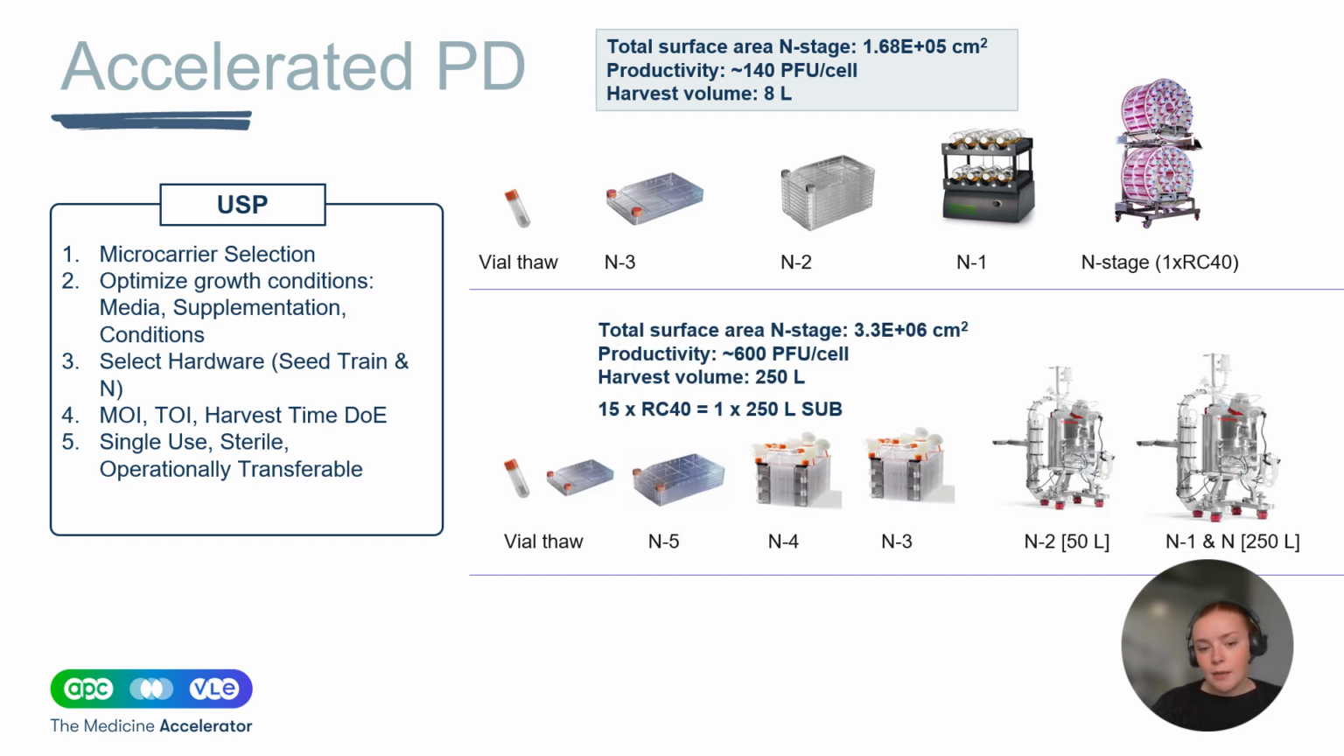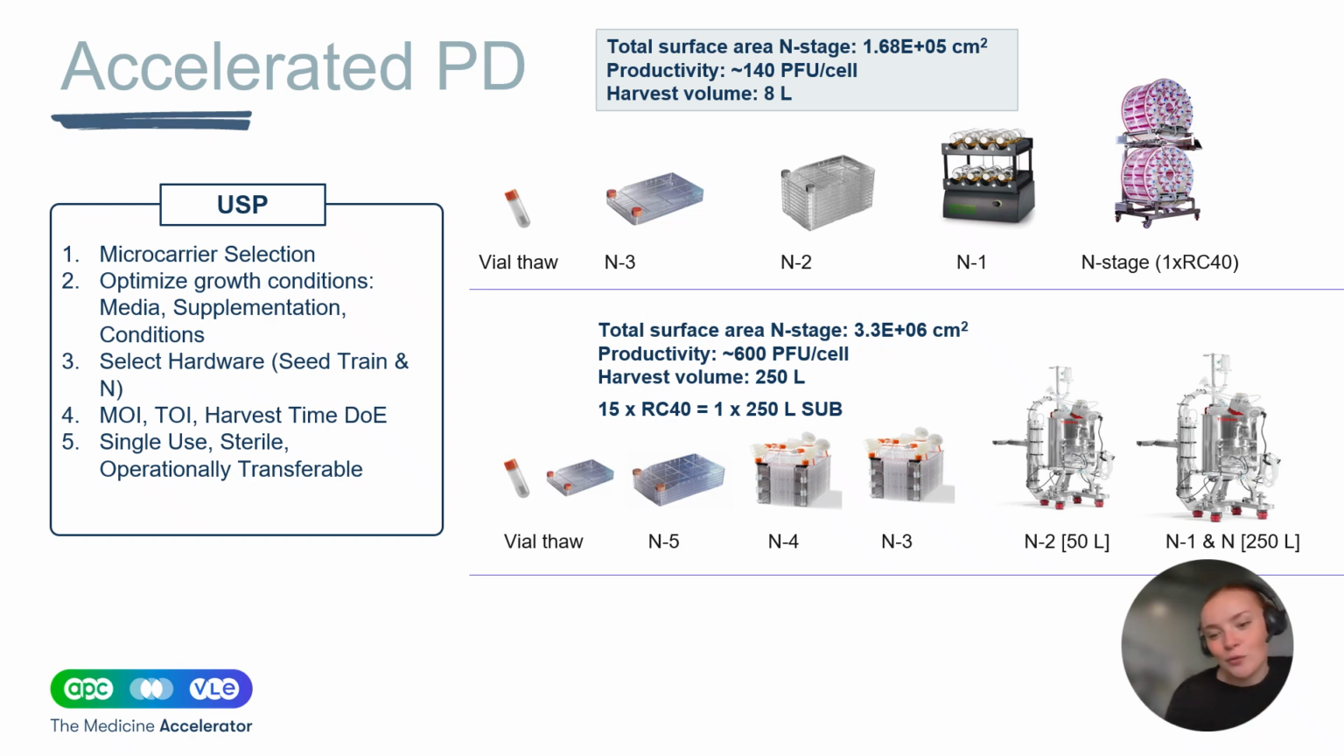The process that we ended up getting was hyperstacks going into a 50 liter N-2 and then a 250 liter N stage bioreactor. But what you can see from the comparison of the two processes is that our productivity went from 100 plaque forming units per cell to 600 plaque forming units per cell. So we increased our productivity of our cells by a lot, and we also increased our surface area. So we have more cells, and we also have cells that are more productive. So we have more product and more virus.